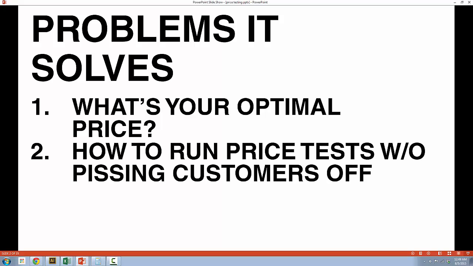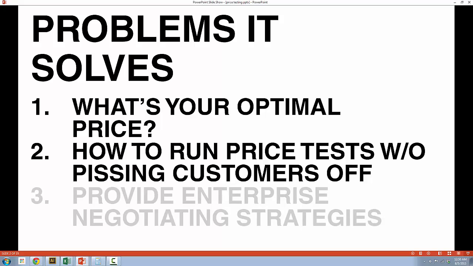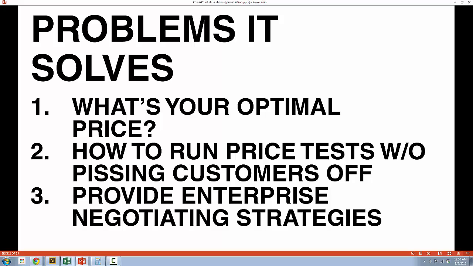Number two, we're going to make sure that you know how to run pricing tests without pissing off your customers, without disenfranchising your customers, all that kind of good stuff. So make sure everyone feels good at the end of all this. And number three, we're going to provide you enterprise negotiating strategies. So how do you get into an enterprise sales situation and know that you're getting the optimal price for yourself, but also not scaring away your potential customers.